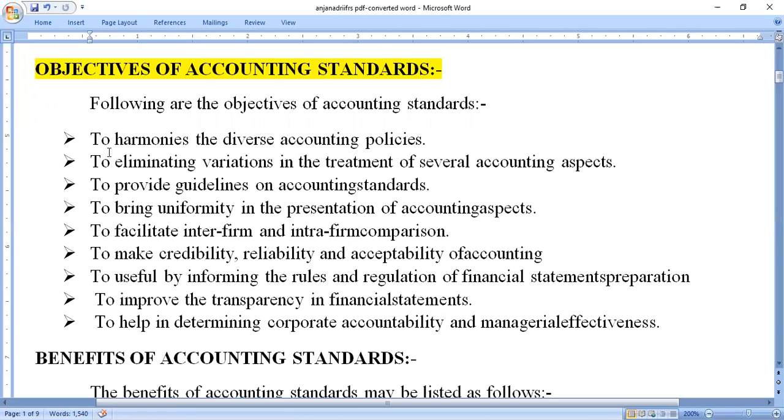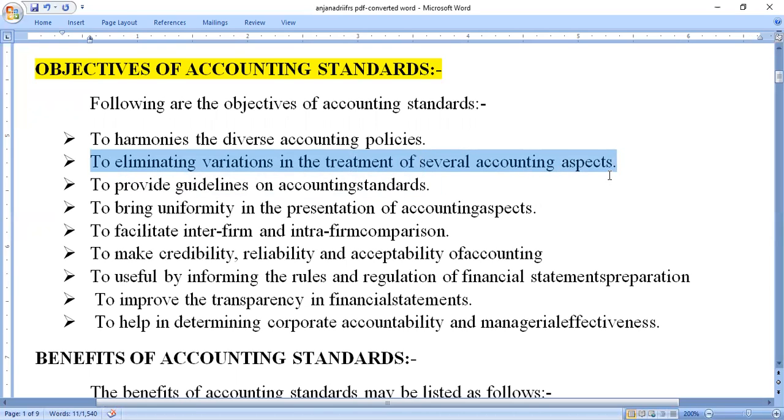Therefore, the major objectives of accounting standards: the first one is to harmonize the diverse accounting policies. See, diverse is nothing but different accounting policies. In India, there are different states, Karnataka, Andhra Pradesh, Tamil Nadu, and each and every state has its own accounting policies. In that situation, the accounting standards give uniform rules and regulations. Therefore, the basic objective of accounting standards is to standardize or harmonize the different accounting policies into a single accounting policy. This is the first objective. And the second objective is to eliminate the variations in the treatment of several aspects.